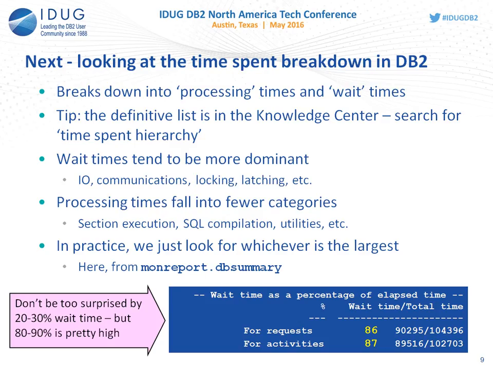Wait times tend to be more dominant. Things like I/O, communication, locks, and latches, and all that stuff. Processing time, there are fewer categories. We'll get to that in a minute. We're going to spend more time looking at wait time. In practice, we just look for whatever is the largest. I'm going to go through a bunch of different wait times. It's not like to do this process, you would need to necessarily step through everything. You just look at the ones that are coming up big.